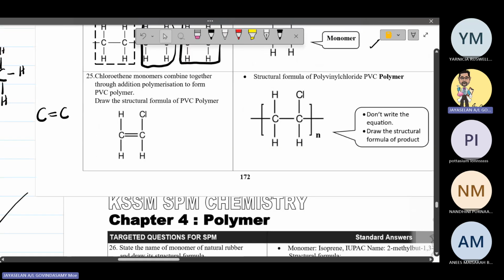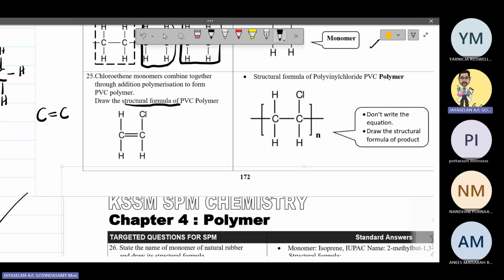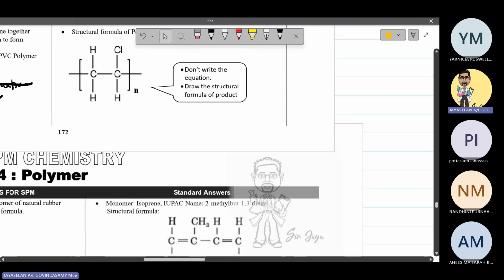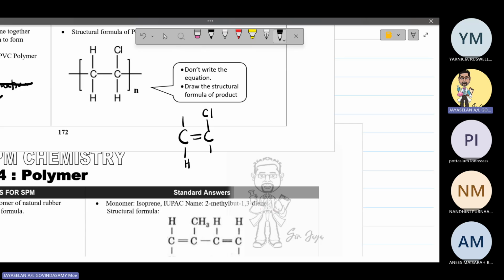Okay, one more. They ask like this, if equation, you do equation. Here they ask for the structural formula, you know. They didn't ask you for the equation. If you do the equation, it is wrong. The equation is not asked. They want the structural formula only. So what you do, in any empty space, you do the equation. Okay, this is the equation. So I put Cl on top, H, H, H. This is PVC, right?